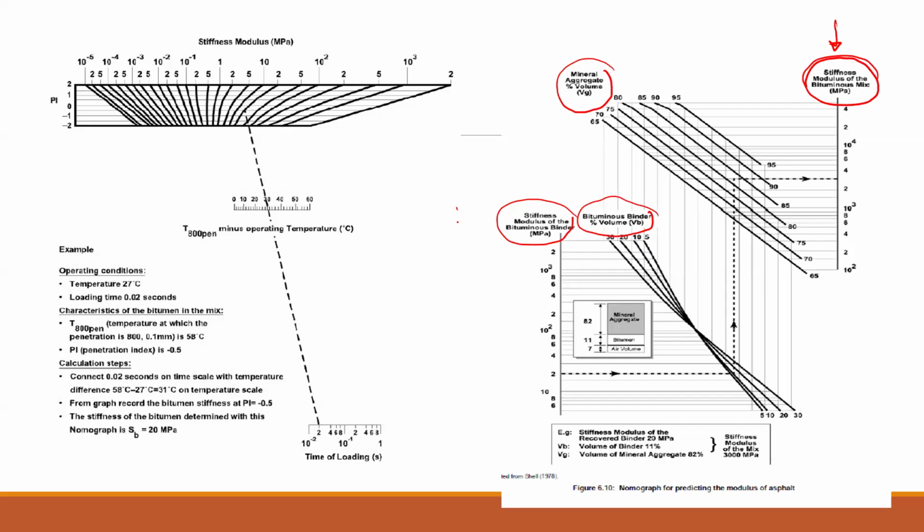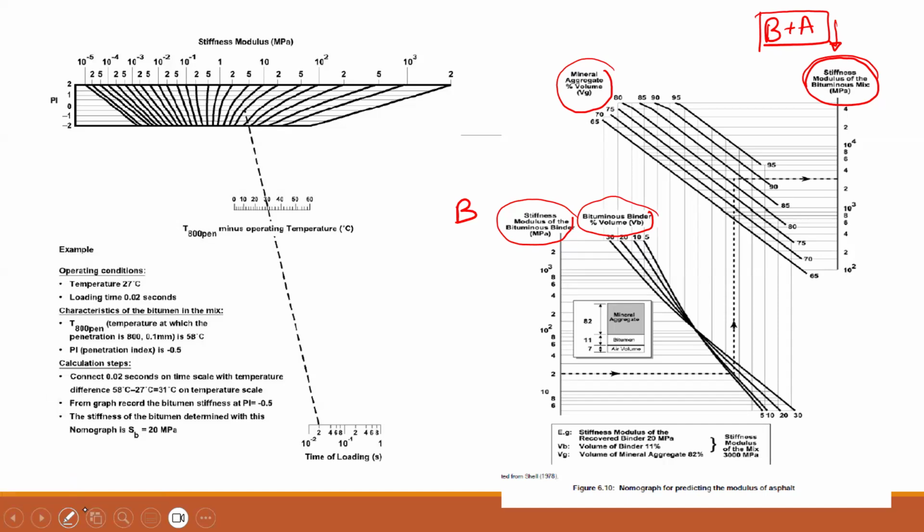So here you are talking about the binder. Here you are talking about binder plus the aggregate. Asphalt is binder plus the aggregate, isn't it? So, any question? Do you understand this right-hand side chart? We can find this. How do we find this? I'll show you that as well.